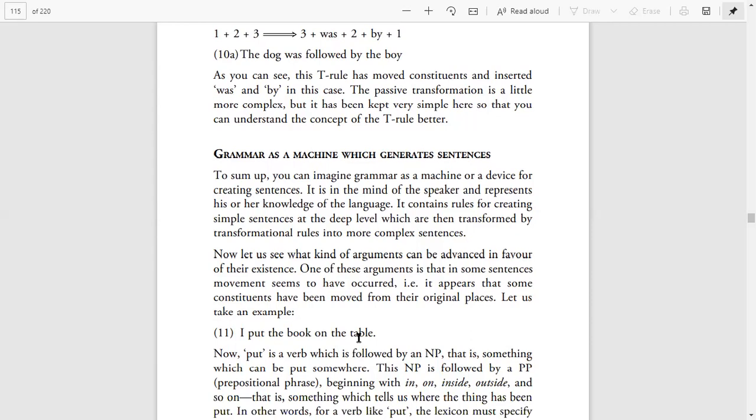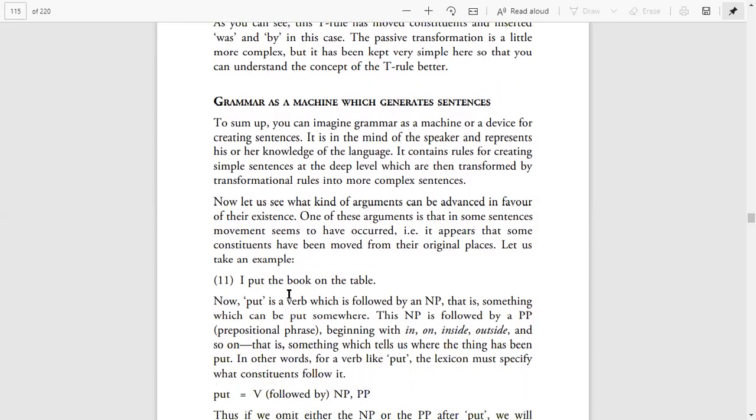So we have some reasons behind this. One of these arguments is that in some sentences movement seems to have occurred. That is, it appears that some constituents have been moved from their original places. Let us take an example. I put the book on the table.